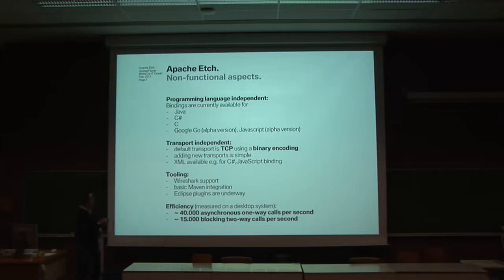We have tooling available, so if you want to debug, for example, what's happening on my TCP transport in my application, you have Wireshark support. You can put in the network description and you will get an interpretation of the traffic that is going on the wire using Wireshark. We have basic Maven integration. We are currently working on providing nice Eclipse plugins for writing the network service description more easily and running the compiler and all that stuff. Then we come to efficiency.